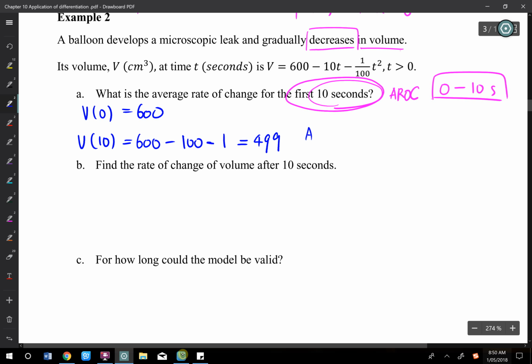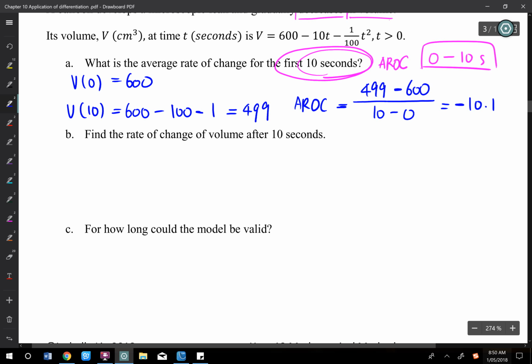So the average rate of change equals, okay, I use the 10 seconds volume, subtract the beginning volume, divide by the duration, which is 10 seconds. That will give me minus 10.1. Okay, minus 10.1.